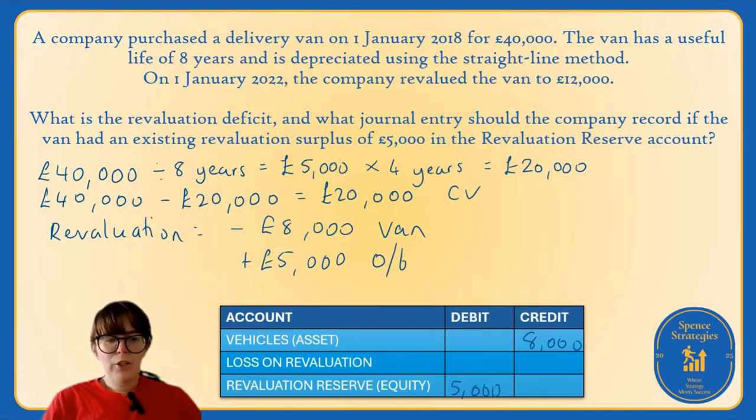But I now need that revaluation reserve to reflect this £8,000. So in my loss on revaluation, I now need to enter the difference being £3,000 in order to act as my balancing figure, because my revaluation reserve was already on the debit side, showing that I already had a loss previously. So to counter the balance, all I do is enter that £3,000 into my loss on revaluation account.